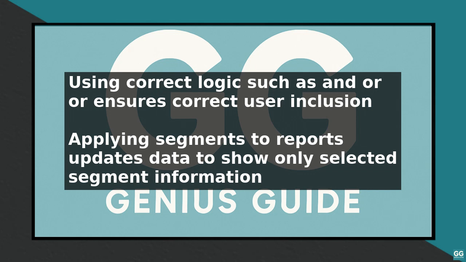To apply a segment to a report, navigate to the Reports tab and select the report you want to view. Then click on the All Users tab and select the segment you want to apply from the drop-down menu. This will update the report to show only the data for the selected segment.